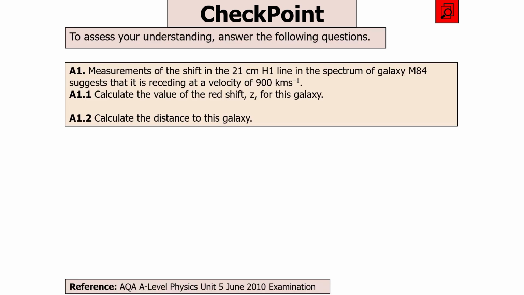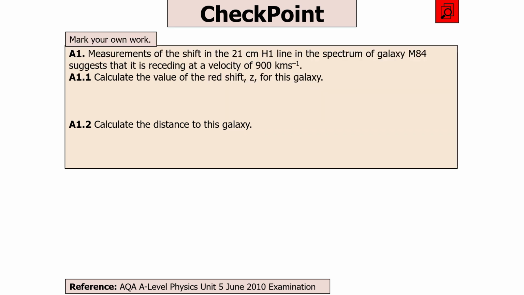The next question says, measurements of the shift in the 21 centimeter H1 line in the spectrum of the galaxy M84 suggest that it's receded at a velocity of 900 kilometers per second. Calculate the value of redshift for this galaxy and calculate the distance to this galaxy. So pause the video now, then unpause the video when you want to go through your answer.